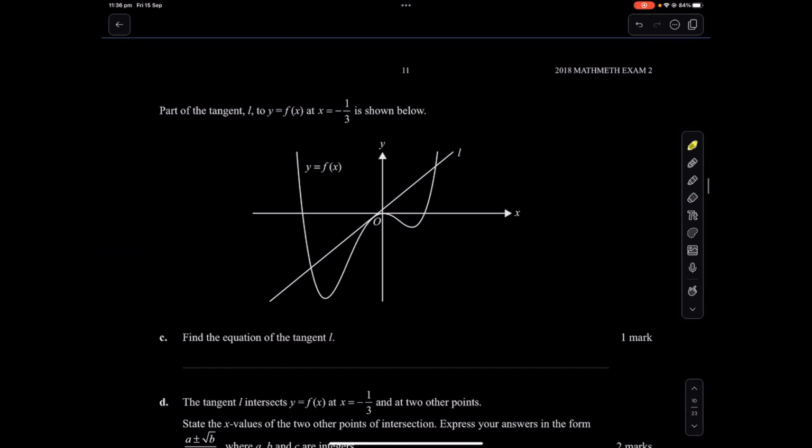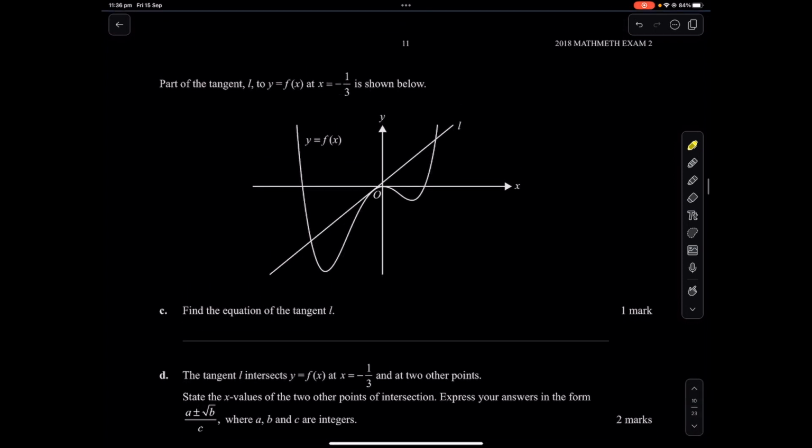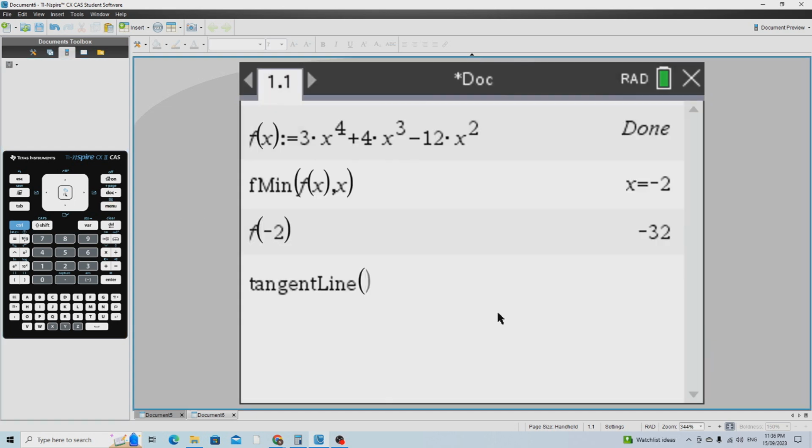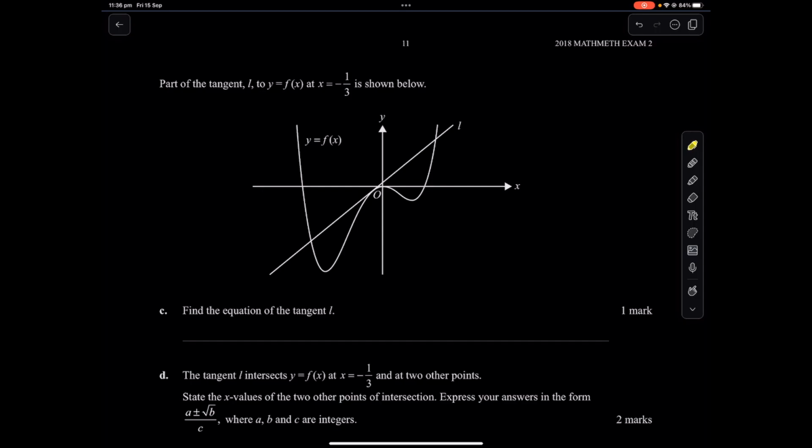Perfect. Part of the tangent L to y equals f of x at x equals -1/3 is shown. Find the equation of its tangent. Easy. So go on menu, calculus, tangent line of f of x, comma x at -1 over 3. Perfect. This is your equation. Let's write that down. y equals 80 over 9 x plus 41 over 27.